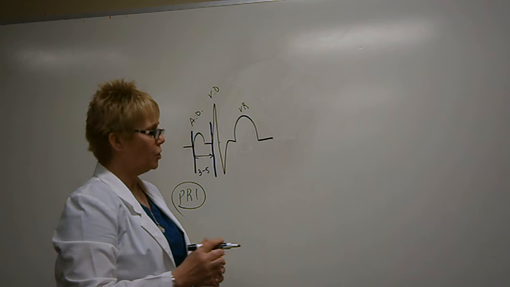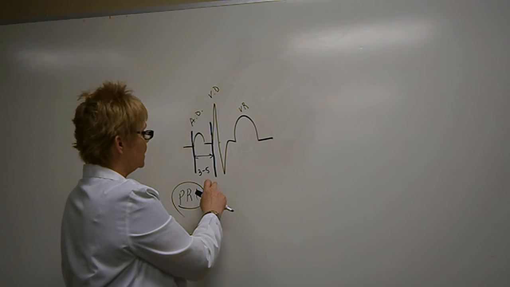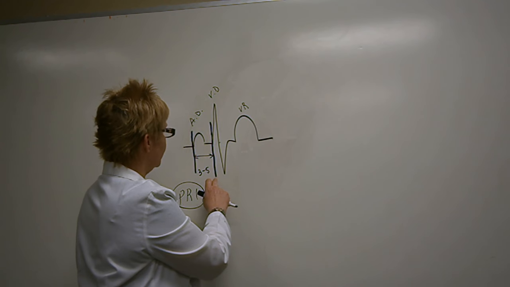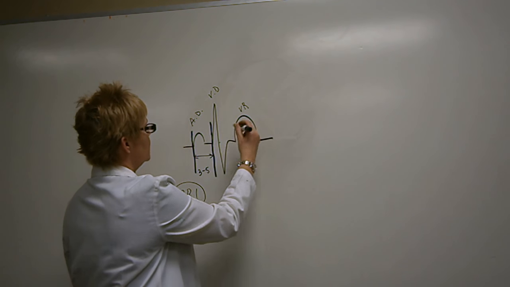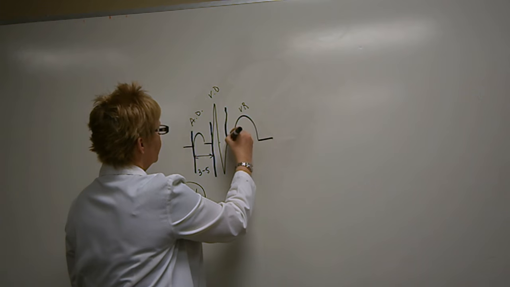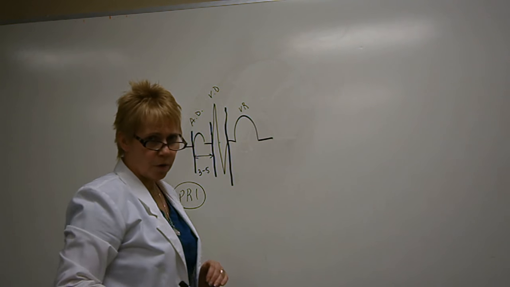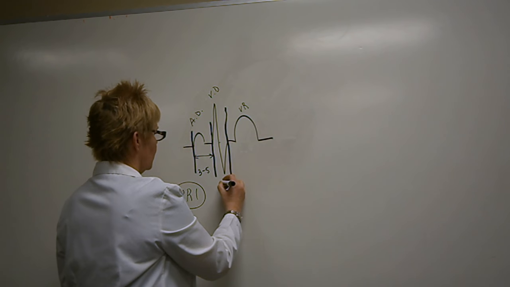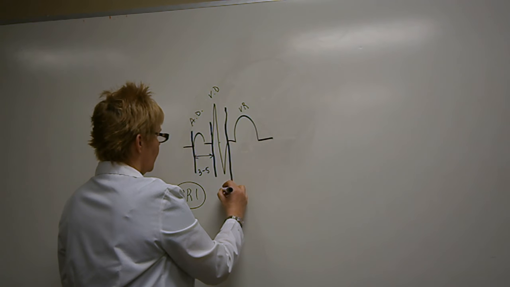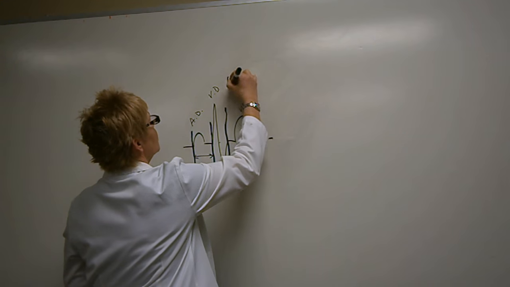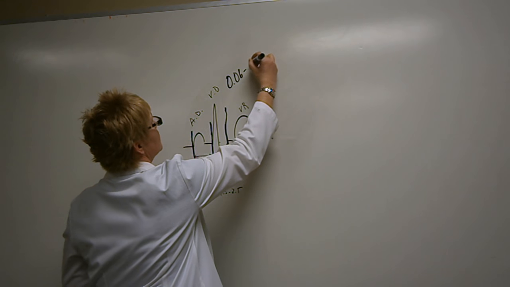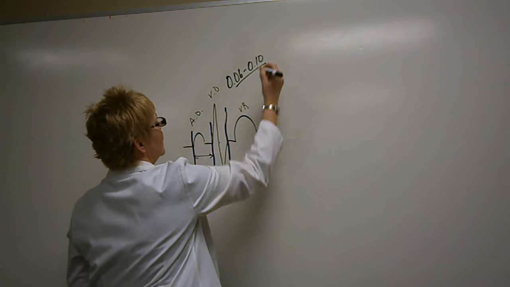The next is your QRS. The QRS begins exactly where the PRI ends. So the QRS leaves the isoelectric line, and then the QRS comes back to the isoelectric line. This is typically 1.5 to 2.5 boxes, so it's 0.06 to 0.10 seconds.